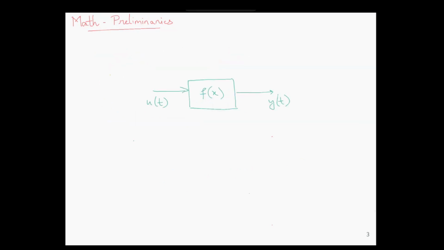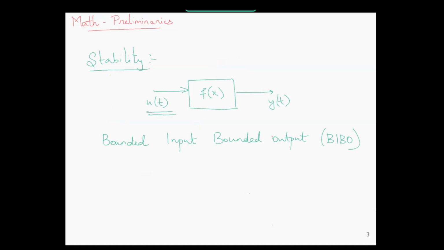Before winding up, I would like to mention a point about stability. The most common way of describing the stability of a system is bounded input, bounded output stability. So suppose you give some bounded input to the system, the output also should be bounded. Then we can say that the system is stable.